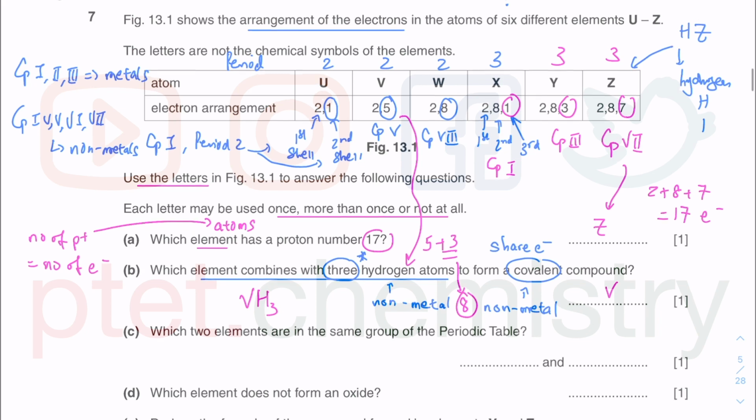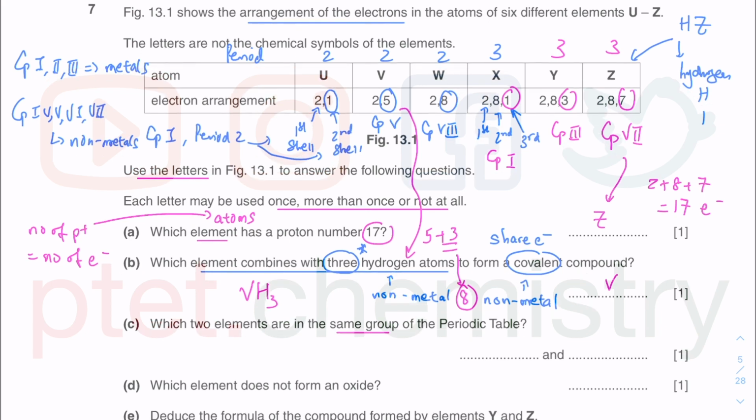Now, which 2 elements are in the same group? Same group means same number of valence electrons. The outermost electron is the same. This is group 1, this is group 1. So we're looking at U and also X.